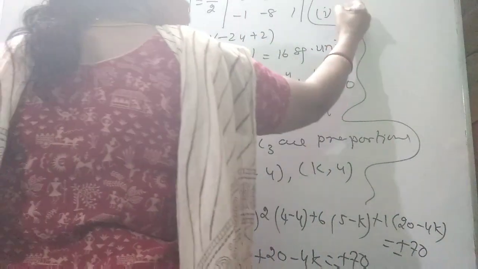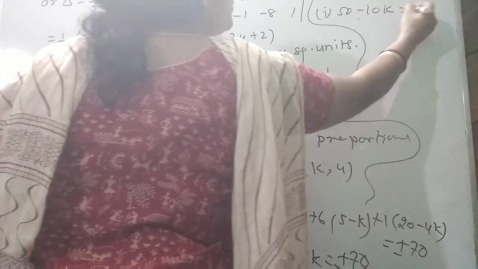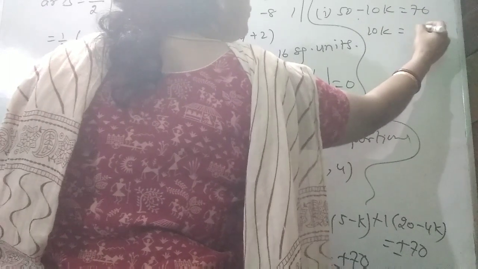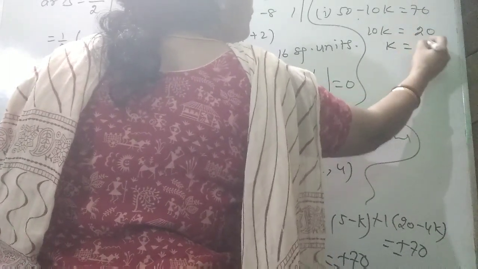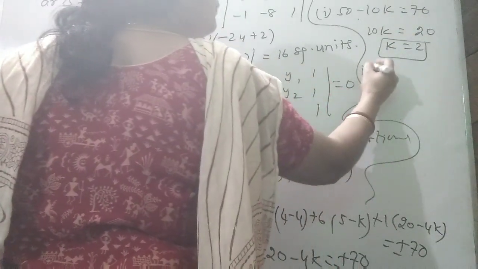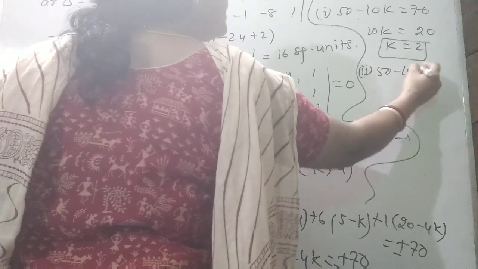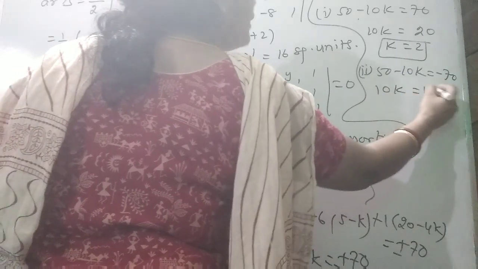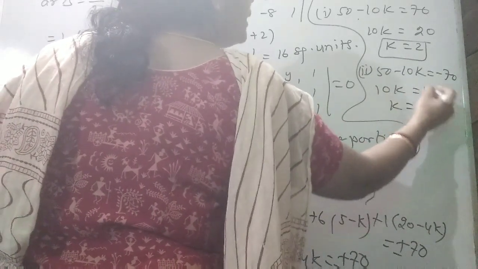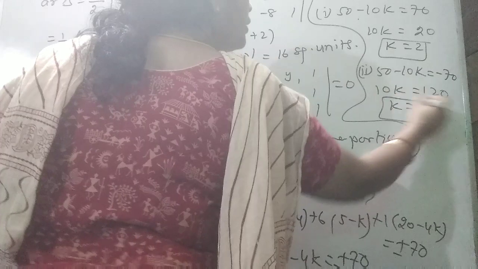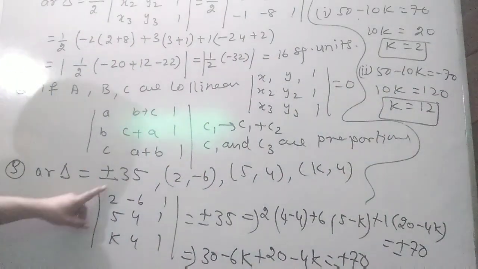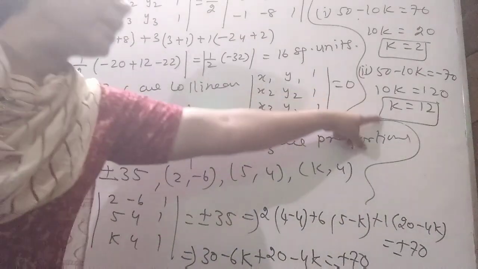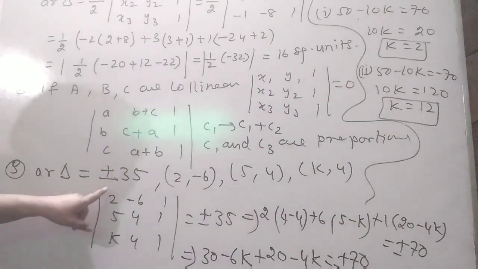If I take the plus value, 50 minus 10k equal to 70. This implies 10k equal to minus 20, then k equal to minus 2. If I take the negative value, 50 minus 10k equal to minus 70, then 10k equal to 120, then k equal to 12. So there are two values. For these vertices the area of the triangle becomes 35 either with k equal to minus 2, or otherwise with k equal to 12.